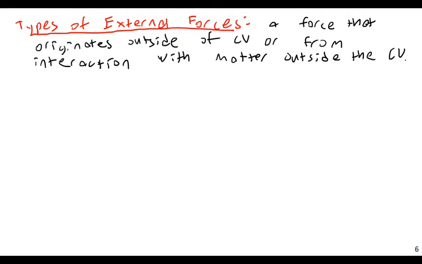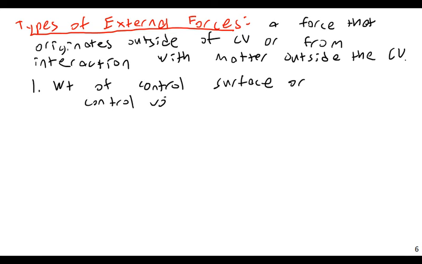Of course, assuming this is on Earth, I might do another screwy exam problem where I put something on the moon, but you never know. So anyway, types of external forces. Number one, you could have something like the weight of the control volume itself, the control surface, you might say. So this might be something like the weight of a pipe, or the weight of a chamber, the weight of a boiler, something like that.